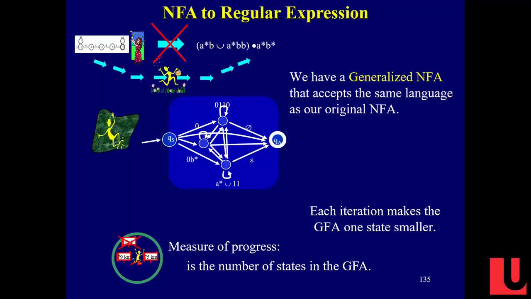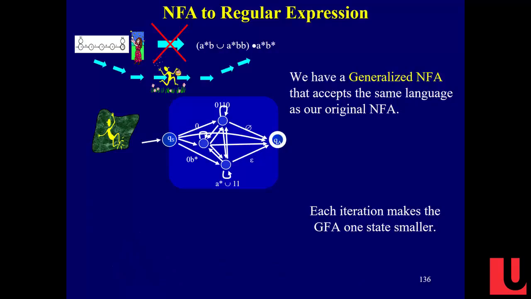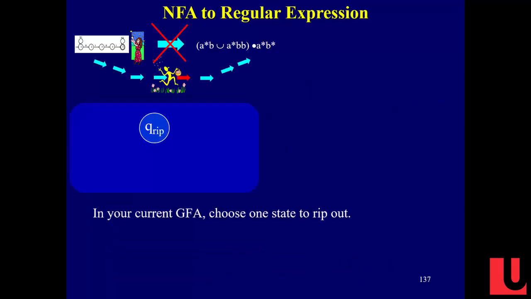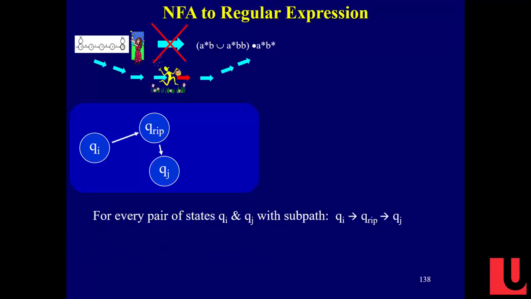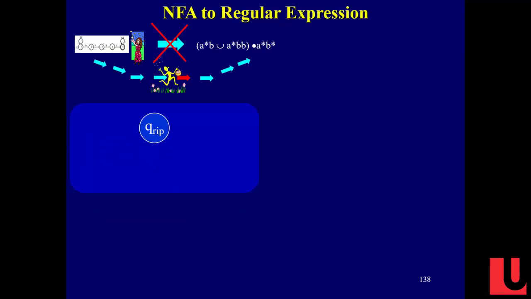Each step we rip out one state. Our measure of progress is the number of states in this generalized NFA, and each step we rip out one. All right, so let's do it. Imagine there's a big generalized NFA here, and I'm just showing you little parts of it at a time. I'm starting by showing you the node that needs to be ripped out.